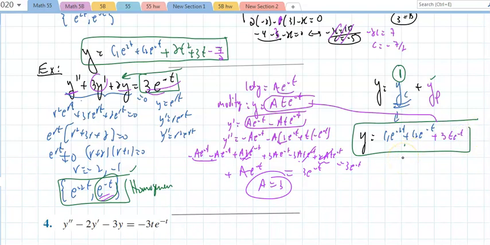So there's no way of knowing whether I need to modify this or not unless I find the complementary first. If this happened to be either of those, I need to modify it by multiplying it by t. And that's the only way that will work.